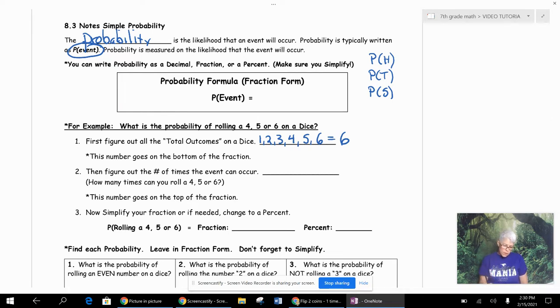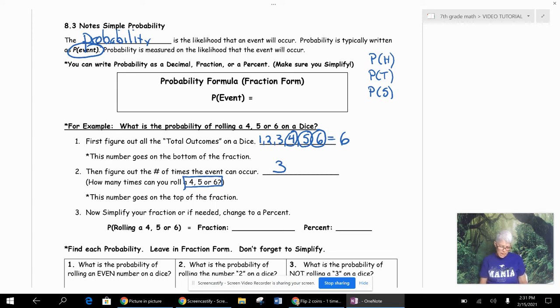Number 2, figure out the number of times that the event will occur. So then I give you an example. What's the probability that you will roll a 4, a 5, or a 6? Well, if you go back to our original list, there's a 4, there's a 5, there's a 6. So that's 3 different sides of the dice that are possible outcomes that we want to have.